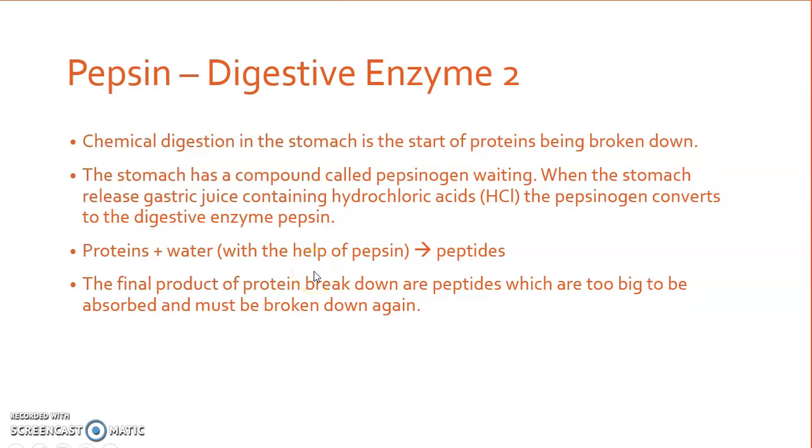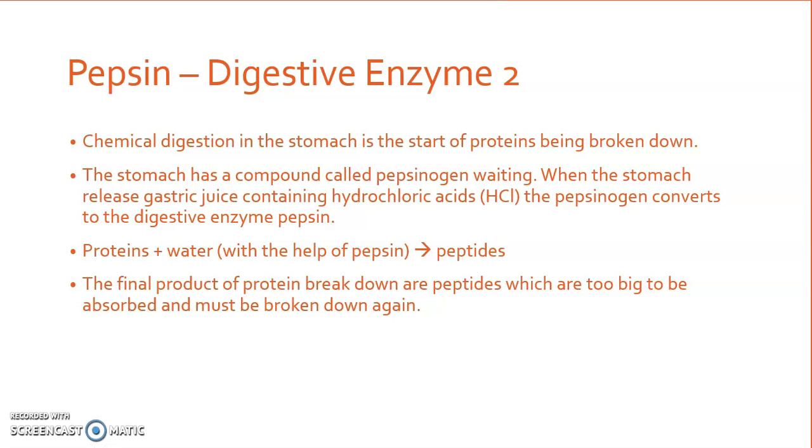Again, with the help of pepsin. This is neither a reactant nor a product, it's just an enzyme that aids and helps this process go along and move quicker. So proteins and water, with the help of pepsin, break the proteins down into peptides. The final product of protein breakdown is peptides. These are too big to be absorbed and must be broken down again later.